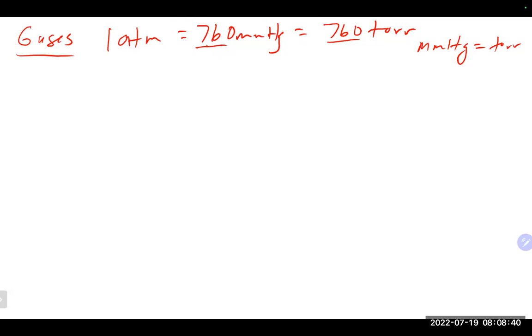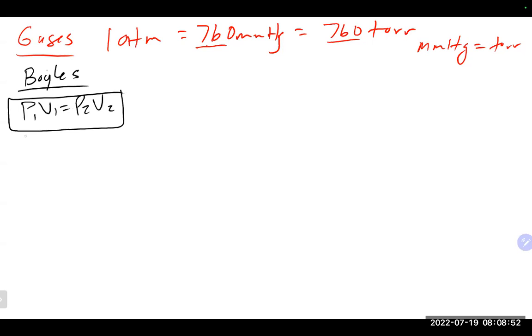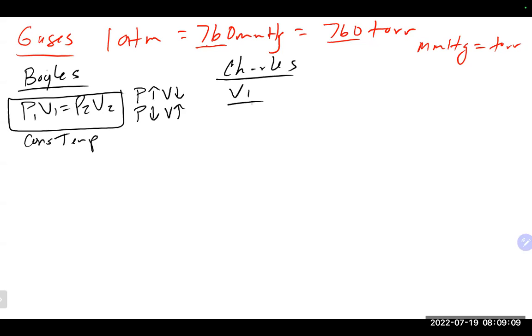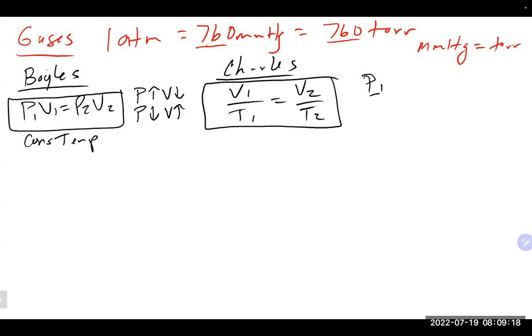We talked about several types of gas laws. We talked about Boyle's law. Boyle's law is P1 V1 equals P2 V2 at constant temperature. Basically, pressure goes up, volume goes down, and pressure goes down, volume goes up. We also saw Charles' law, which is V1 over T1 equals V2 over T2, and one that's related to it, P1 over T1 equals P2 over T2, Guy-Lussac's law.